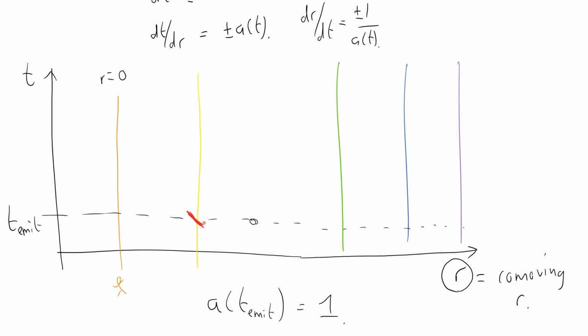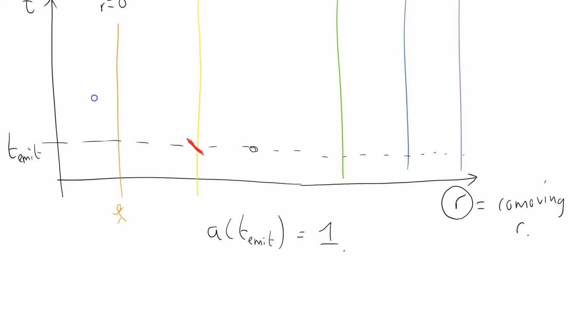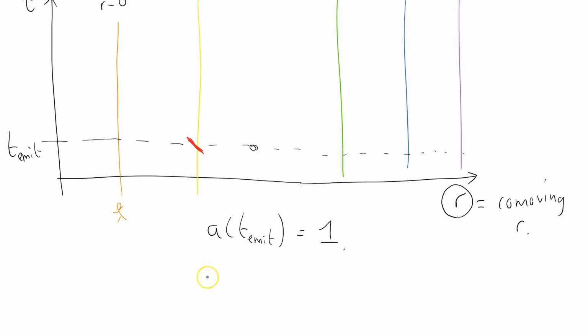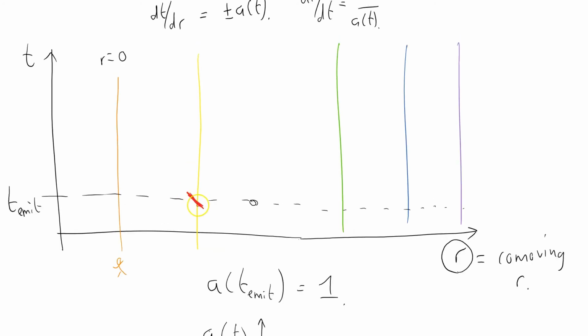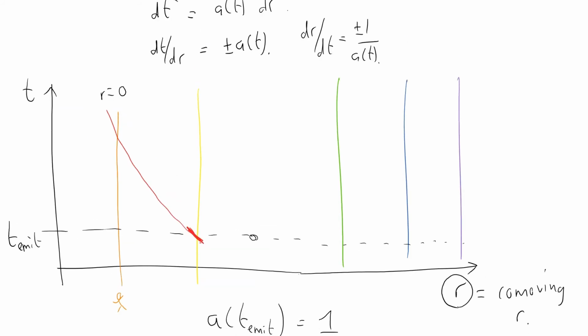But as time goes by, because the universe is expanding, A of t is increasing. And so the world line for this photon will get steeper and steeper and steeper. I can't draw it very well. I'll try that again. It gets steeper and steeper as time goes by, simply because dt by dr equals plus or minus A of t.